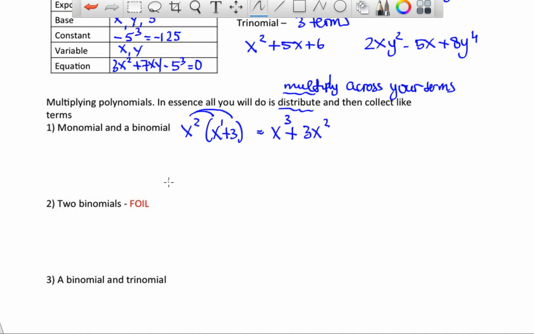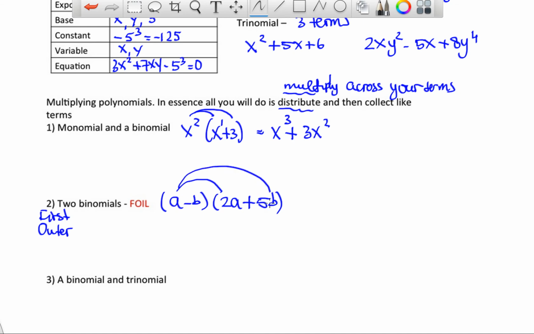When you have two binomials, then people usually say, well, then you're going to FOIL. Now, I don't particularly like FOIL as an expression because it only works for binomial times binomial. So I'm still going to call this distribute. But FOIL stands for first. That would be the first term times the first. The O stands for the two outer terms. So that's an outer term and that's an outer. They're both on the outside.